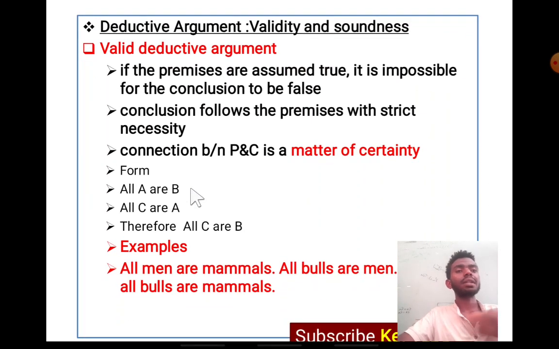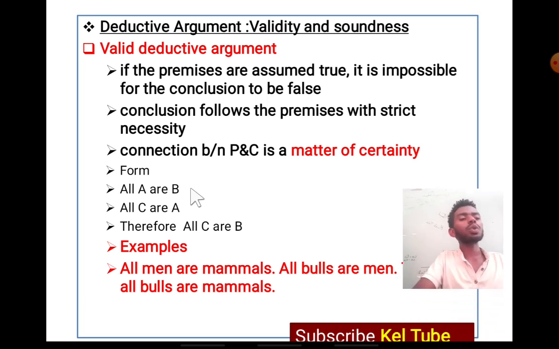Deductive argument: when we evaluate a deductive argument we find two words. The first one is validity of a deductive argument and the second one is soundness of a deductive argument.